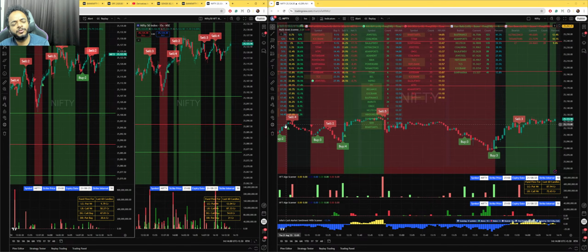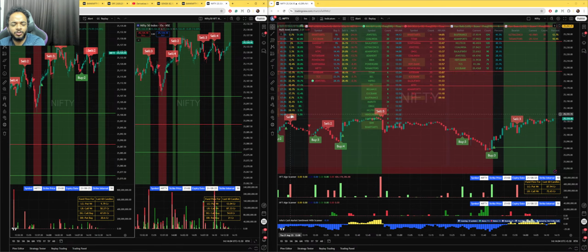So we'll see how to fully automate it, but for now, as I said, if you want, you can automate the thing with a webhook URL. For that you need the premium account in TradingView.